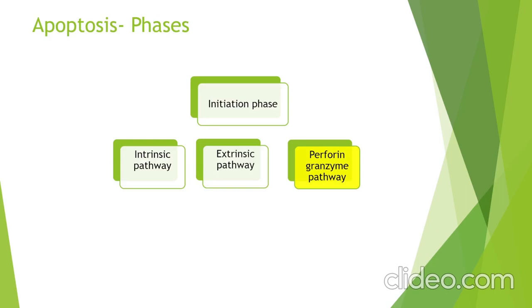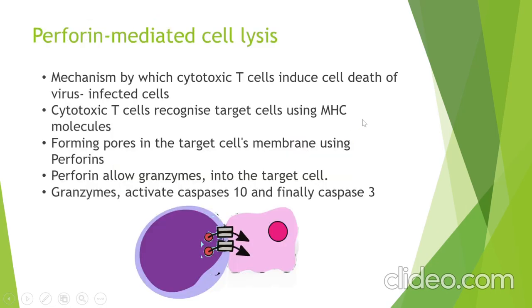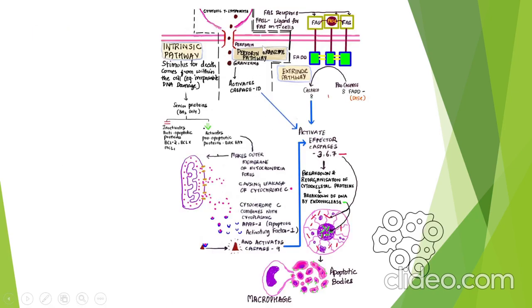The third pathway of initiation of apoptosis is the perforin granzyme pathway. Here the cytotoxic T lymphocytes have an enzyme within themselves called perforin. As the name suggests, perforins are the ones which can create holes in the opposite cell. The cytotoxic T cells recognize target cells using MHC molecules. They release perforins and form pores in the target cell membrane. Once they form holes in the target membrane, they release what are called granzymes, which are enzymes, into the particular cell. This granzyme will go into the cell and activate caspase 10 and finally caspase 3. So this is the perforin granzyme pathway.